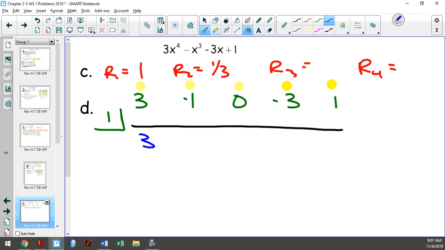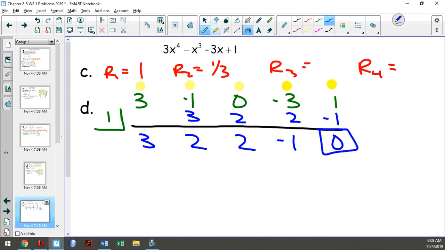Drop down the 3. 1 times 3 is 3, plus -1 is 2. Times 1 is 2, plus 0 is 2. Times 1 is 2, plus -3 is -1. Times 1 is -1 to give me 0 as a remainder.